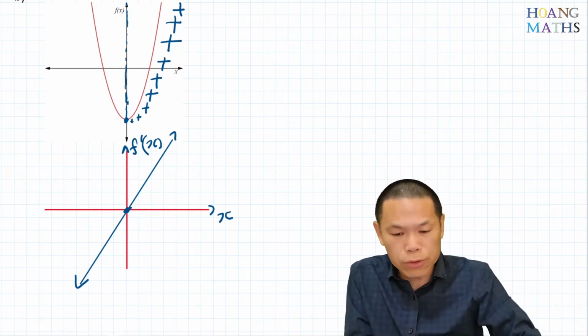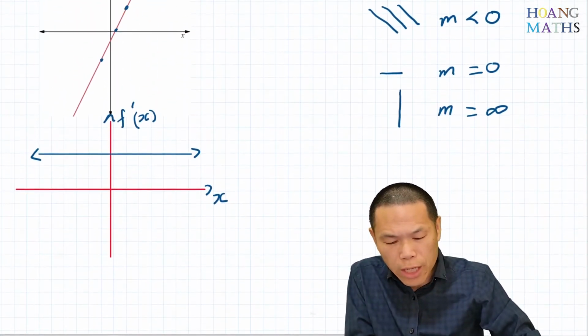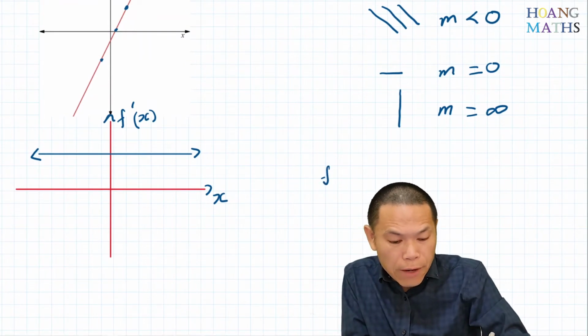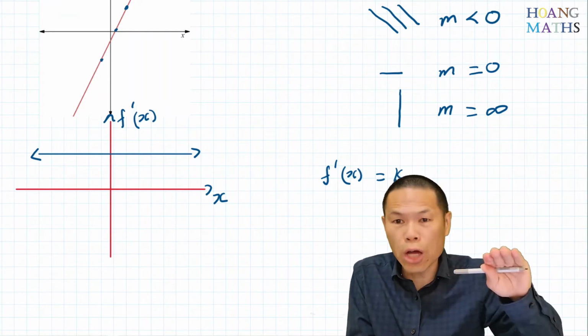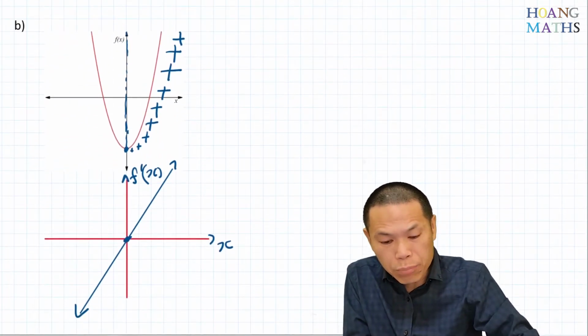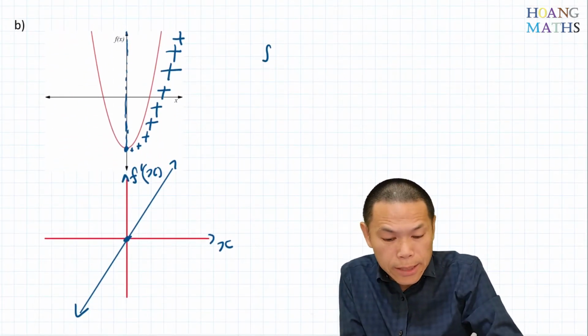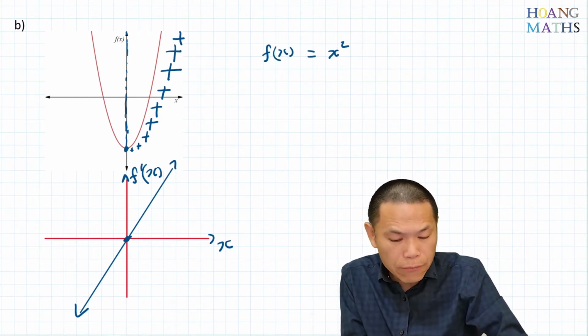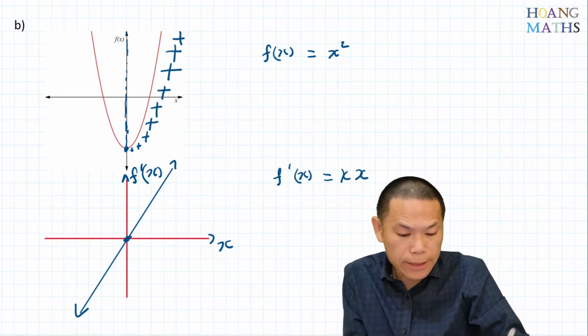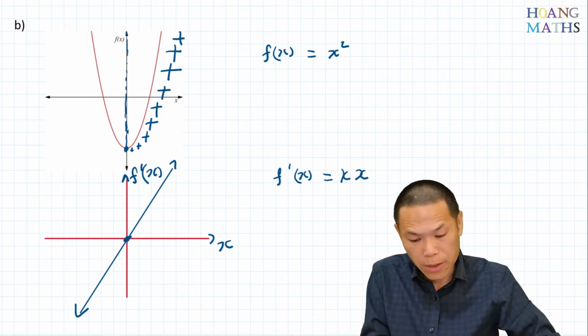Please note so far: if we have a straight line, the gradient function is a constant, a horizontal line, okay? And for a parabola, let's say this is f(x) equals x squared, the gradient function of this could be anywhere, kx. Just keep that in mind.